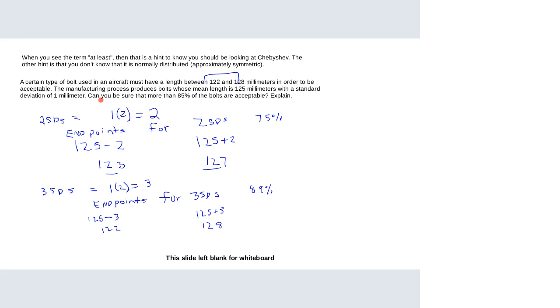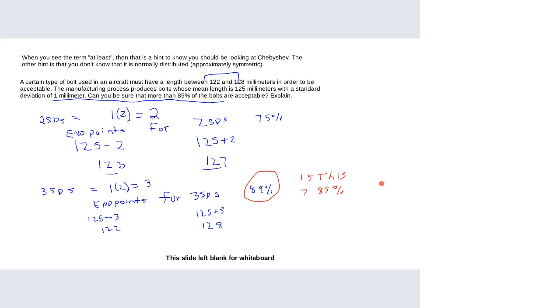So here's just a question. Can we be sure that more than 85% of the bolts are acceptable? Can we be sure of more than 85%? Yeah, because is this greater than 85%? And it surely is. You're getting more than 85% acceptance.